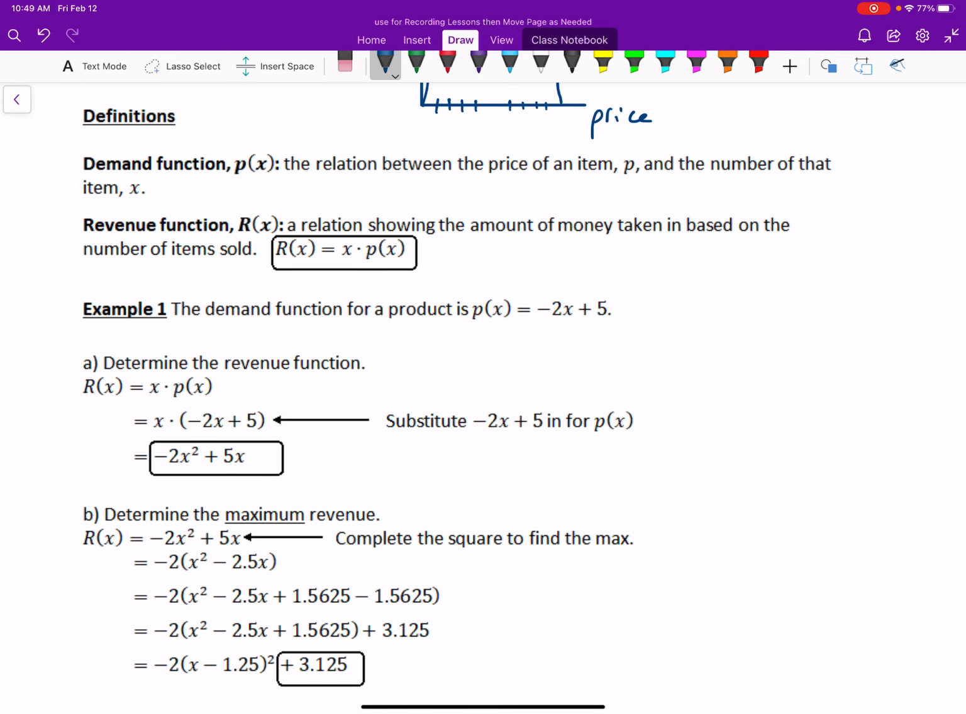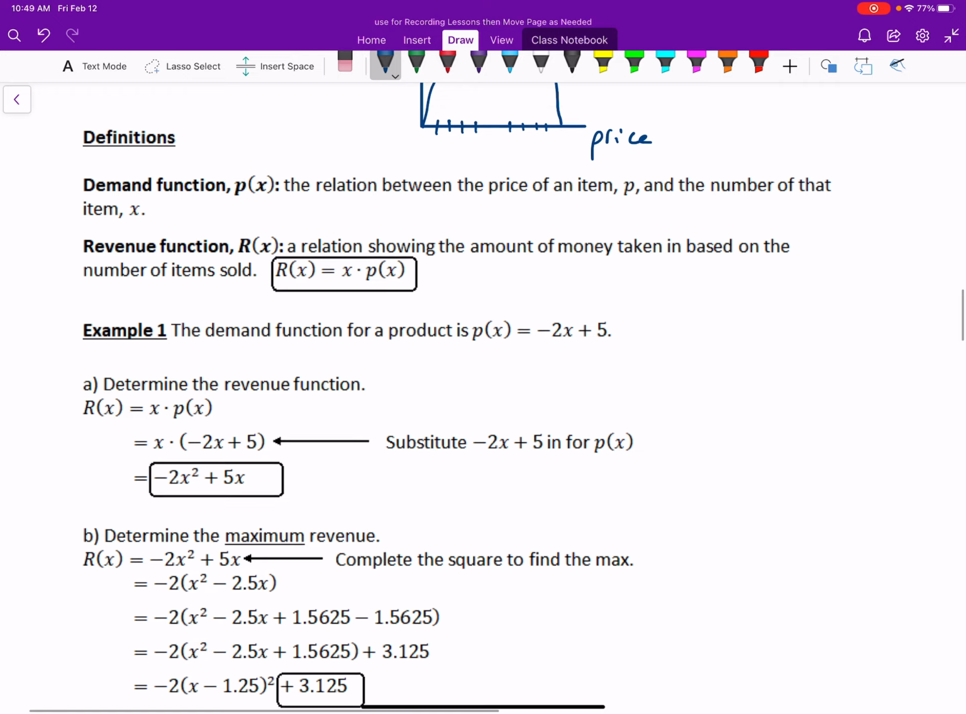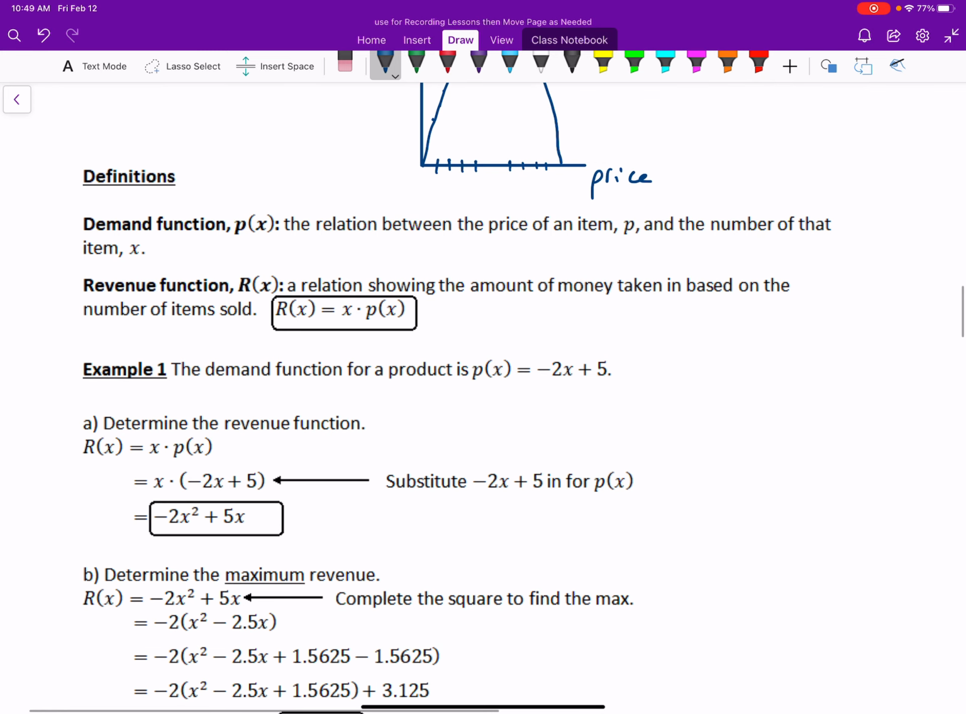So we got some definitions here. A demand function. Demand is the relation between the price of an item and the number of that item that we sell. Okay. Revenue function. Revenue is a relation showing the amount of money taken in based on the number of items sold. So obviously, the more you sell, the more money you're going to take in. So we have an equation that we can use to help us work that out.